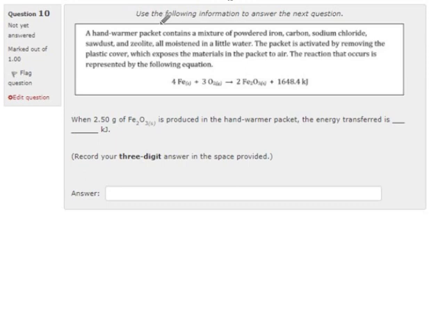Okay, a hand warmer packet contains a mixture of powdered iron, carbon, sodium chloride, sawdust, zeolite, all moistened in a little water. The packet is activated by removing the plastic cover, which exposes the materials to air, and the reaction that occurs is: the powdered iron reacts with oxygen in air and produces iron oxide. So basically the iron rusts at high speed and throws out a fair bit of energy as it does, and that's how those hand warmer packs work. And they say if there's 2.5 grams of iron oxide produced, then the energy transferred is how much?